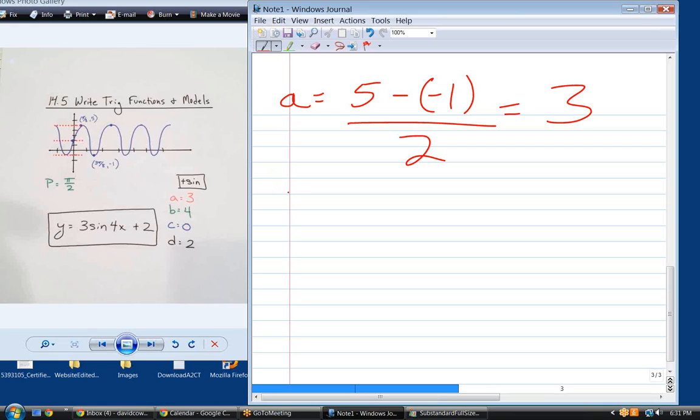To get D, you take your highest value and you add your lowest value and divide by 2. So A and D are kind of similar in that respect. In one case, you just take your high minus your low and divide by 2. In the other case, you take your high plus your low and divide by 2.